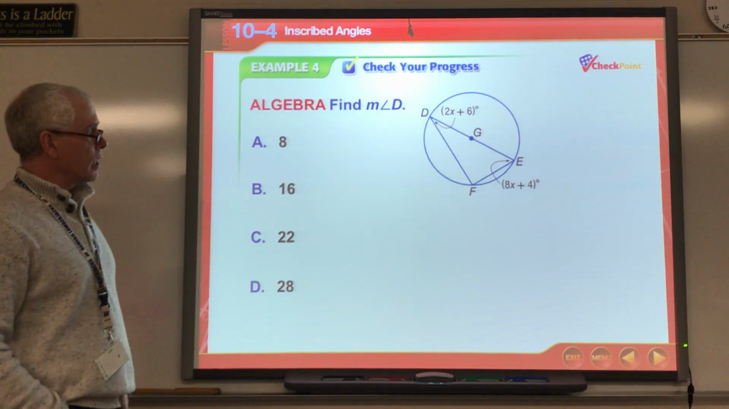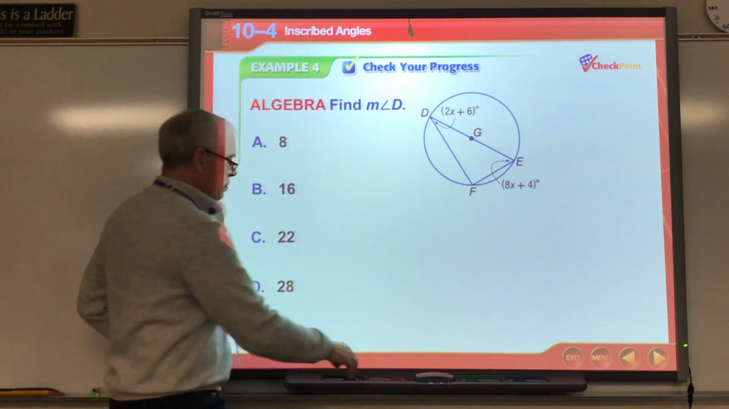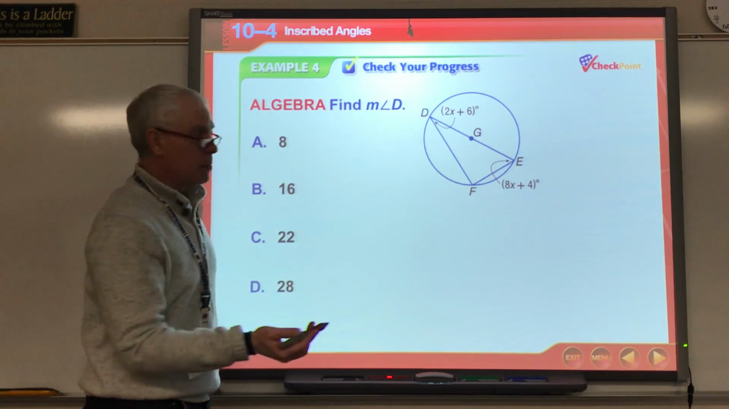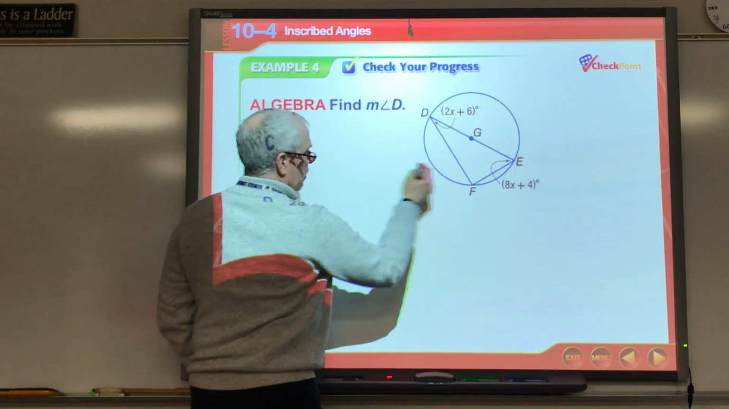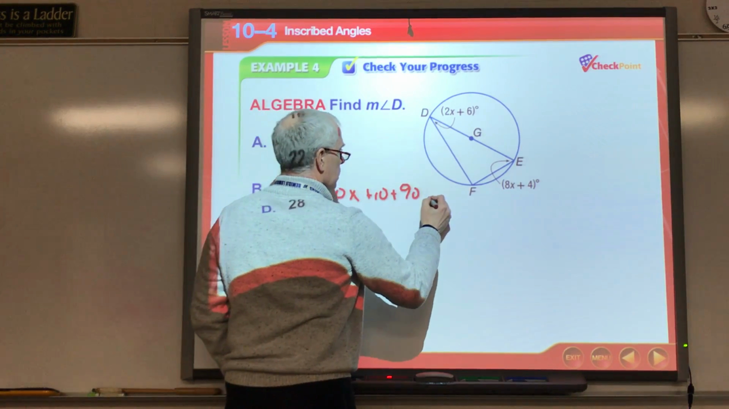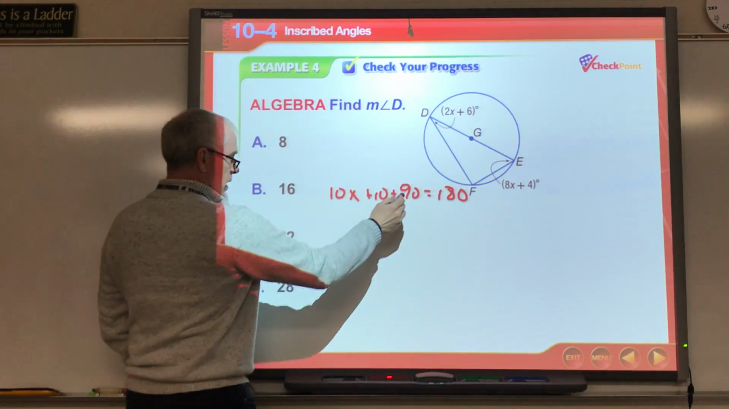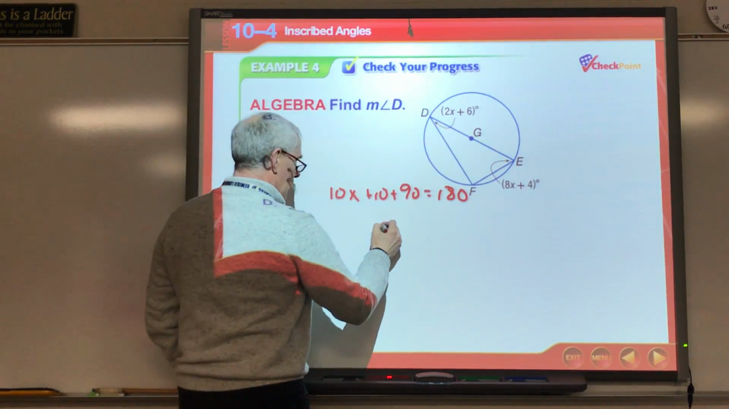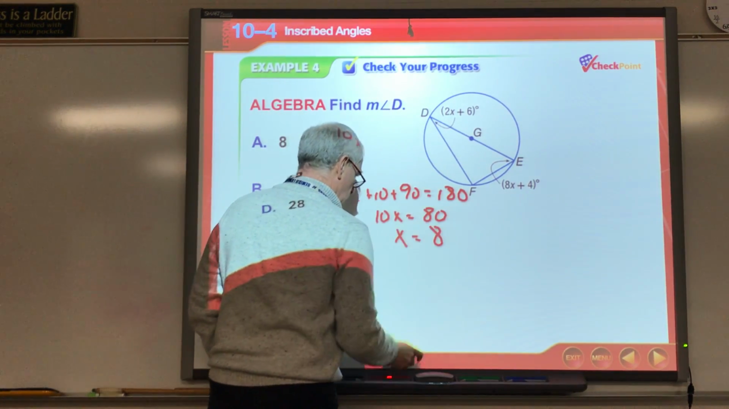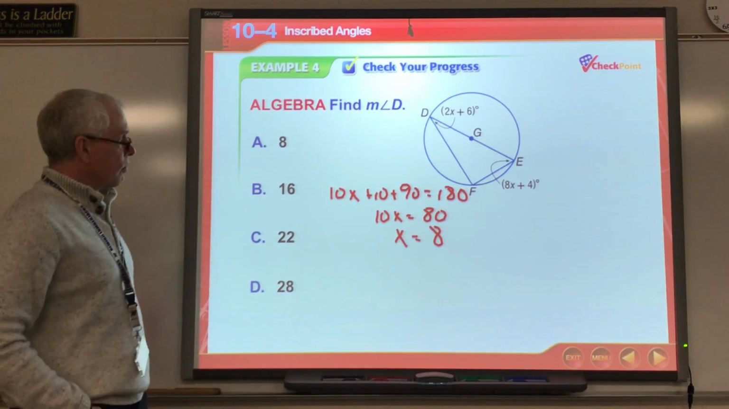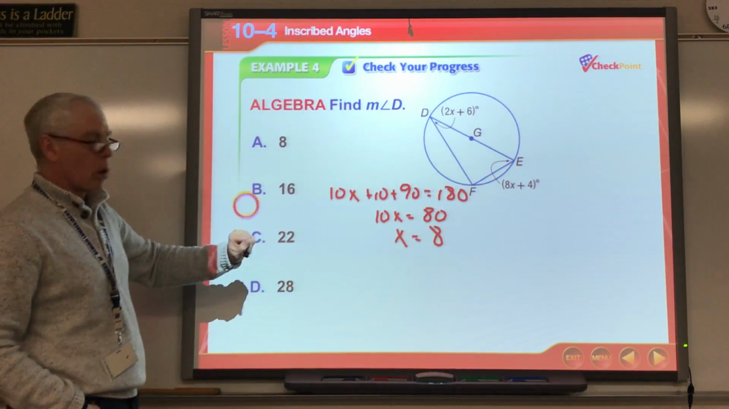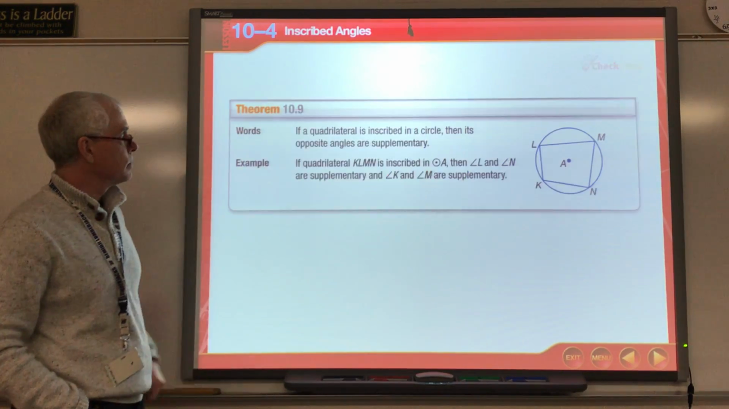All right, so give this a shot yourself. Same scenario, you guys. That inscribed angle intercepts a semicircle, so it's got to be 90. So I could add these two together, in which case I get 10x plus 10 plus 90 equals 180. So if I add these up, I get 100. Subtract 100 from both sides. I get 80. So x has to be 8. And I'm looking for angle D, so I'm going to put that 8 back in there. 16 plus 6 is 22. So if you got 22, good job, you guys.